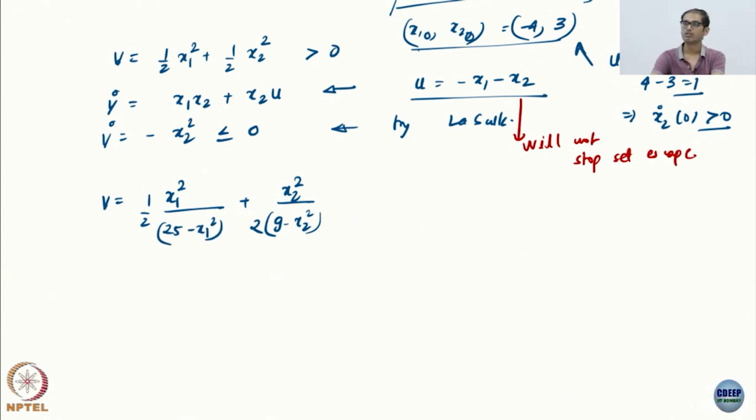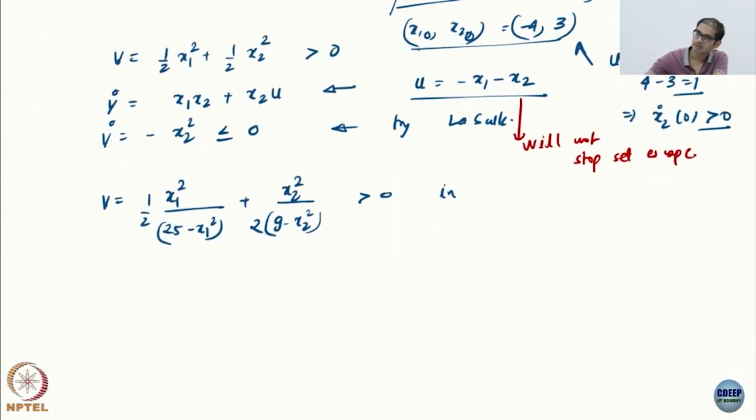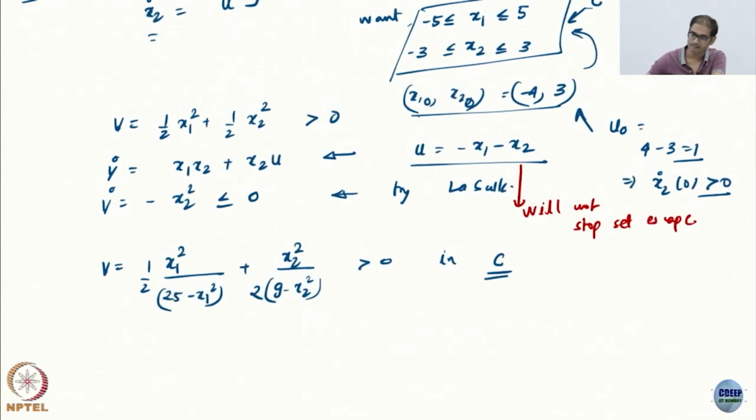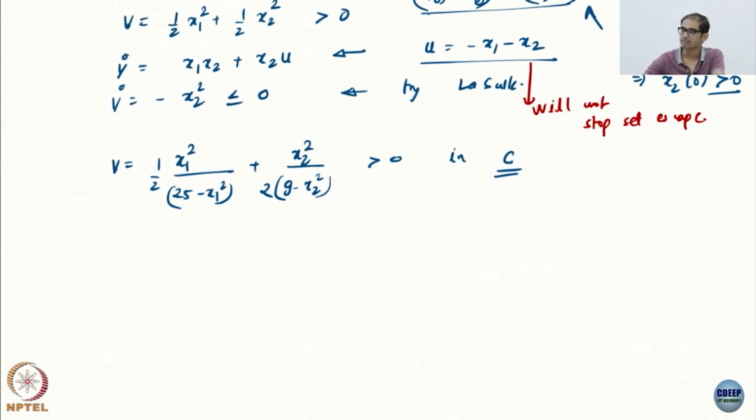Correct. So now whenever x2 is within plus minus 3, the way I sort, then this is positive. Again x1 is within plus minus 5, this is positive. So this is positive definite in this region, let me call this region C, in the set C, which is x1 within plus minus 5, a square region, x2 between plus minus 3. It is positive in C.